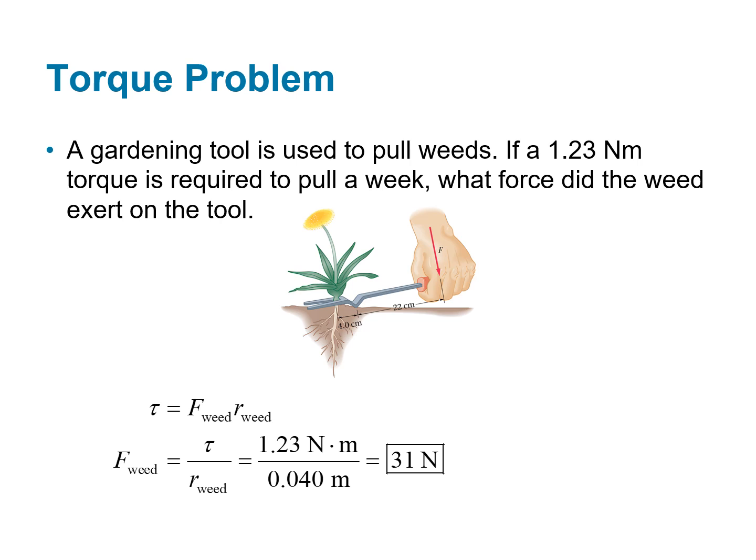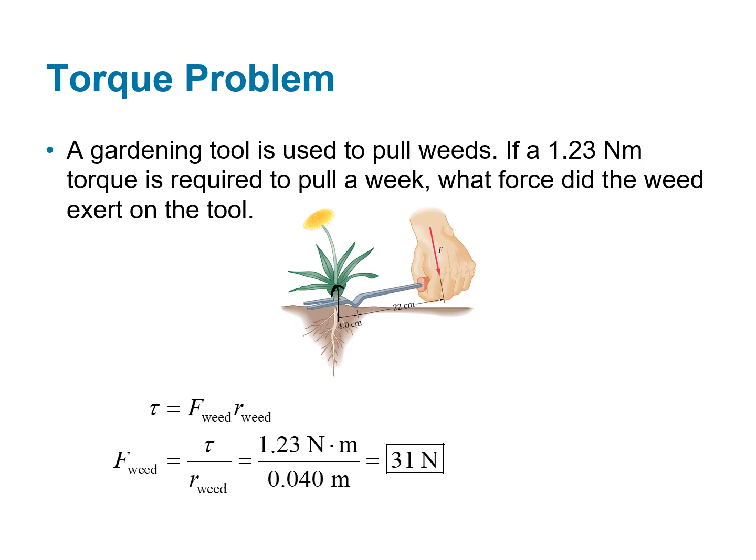So we have a torque problem here. So I am using a gardening tool. I'm exerting a force here that's perpendicular to the bar. So there's the force of the hand. And then there's going to be some resistance here by the weed. As I push down over here, it's going to force the weed up, and there's going to be some resistance from this weed.